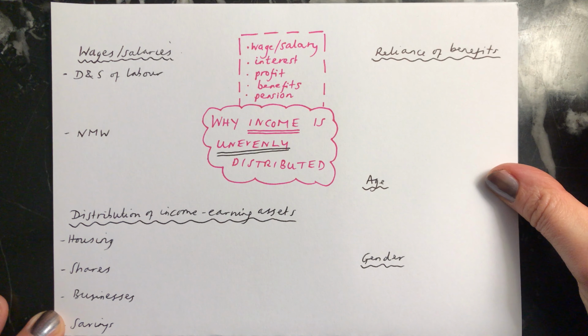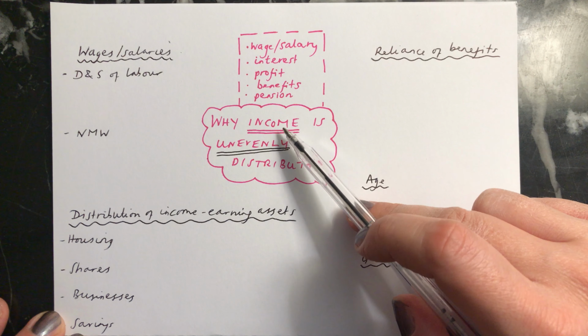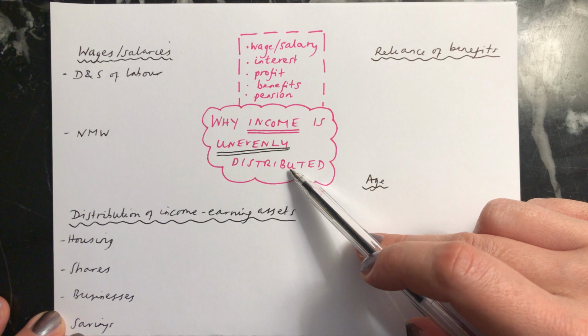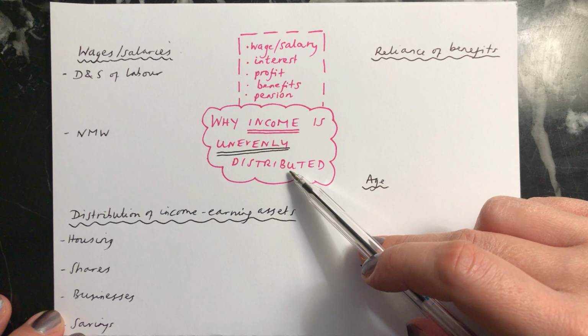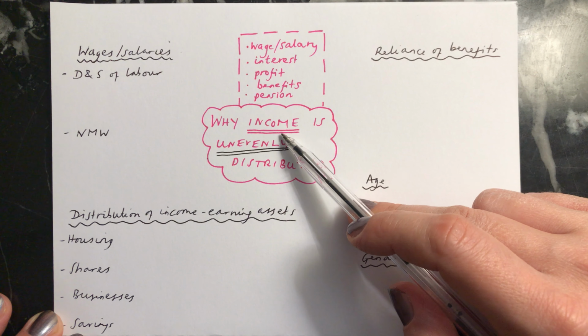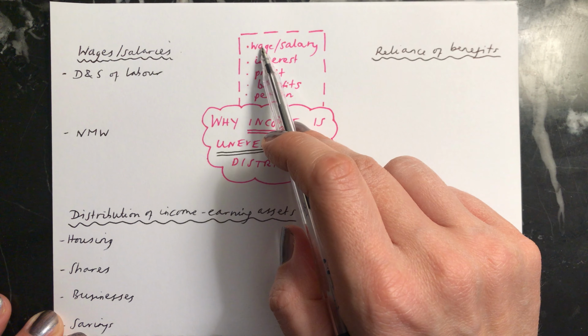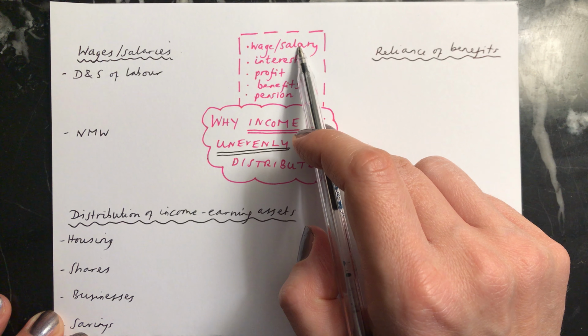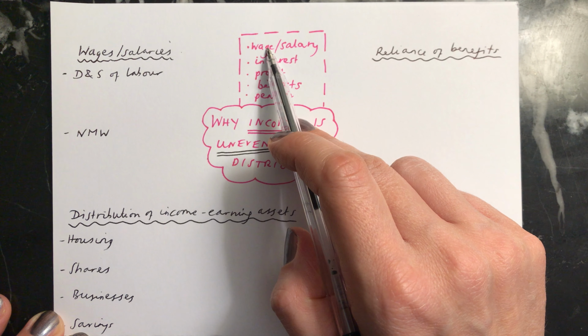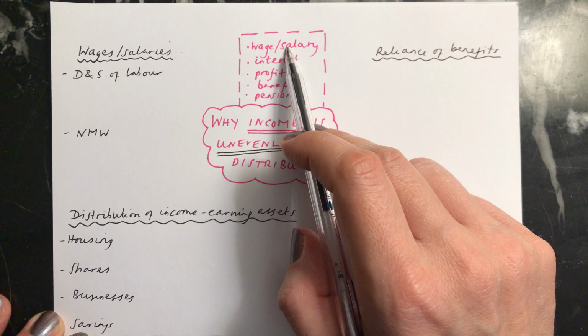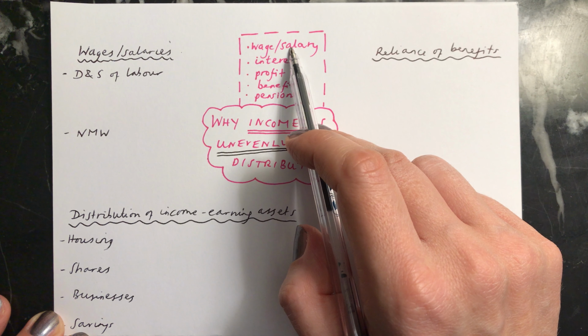This is a short video to explain the reasons why income is unevenly distributed in all economies in the world. Income, as a recap, is any of these things. It can be the wage or the salary that somebody receives. Wage is generally paid every week or every 2 weeks, whereas salary is paid every month. That's the difference between those two.